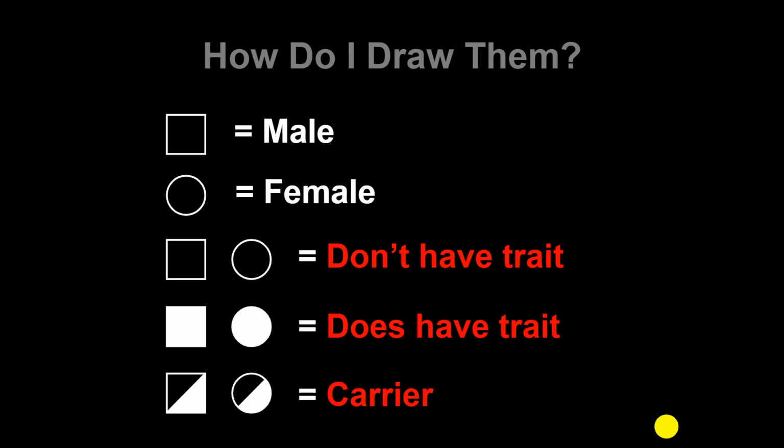And if it's half and half, that means that they are a carrier. And remember, a carrier means you're heterozygous. So you don't have the trait, but you have the allele, and you could pass that on.